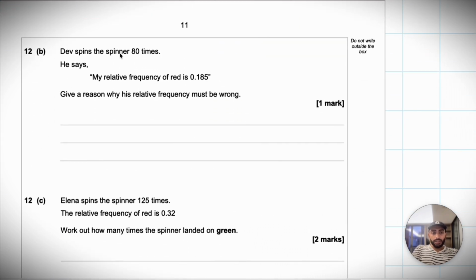Part B, Dev spins the spinner 80 times. He says, my relative frequency of red is 0.185. Give a reason why his relative frequency must be wrong. In this question, we're using expected outcome. So expected outcome is the probability multiplied by the number of trials.